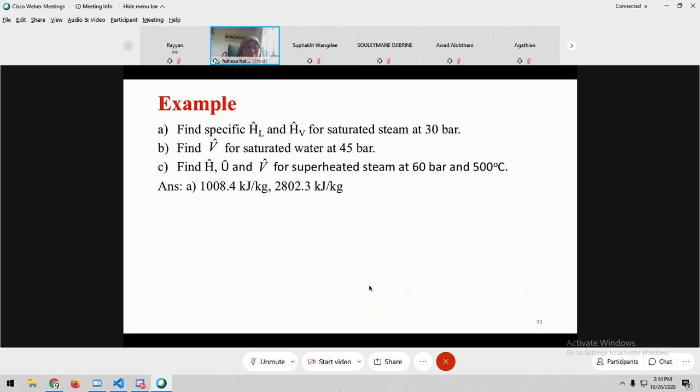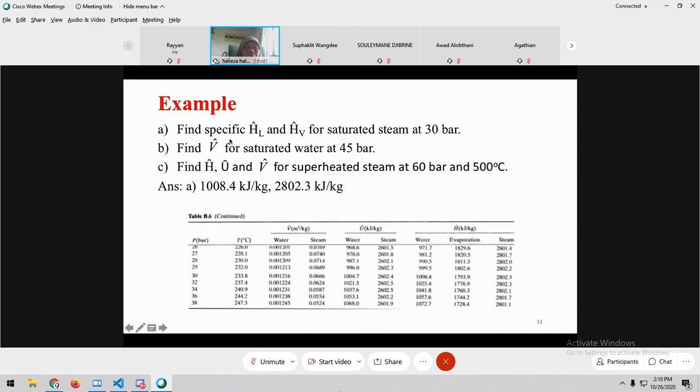This is one example. Part A, find the enthalpy specific. There's the enthalpy with a subscript L, and this is the enthalpy with a subscript V. So what does the L stand for? Anybody? Liquid. Okay. So that means you'll be looking at water, the enthalpy of water. When it's V, you'll be looking at the enthalpy of steam.